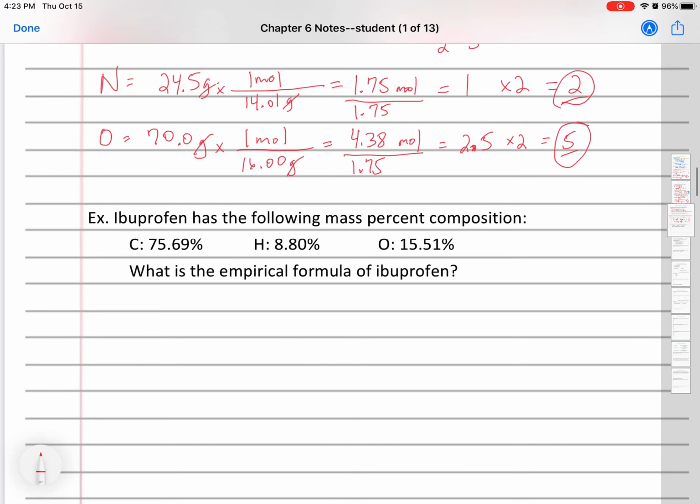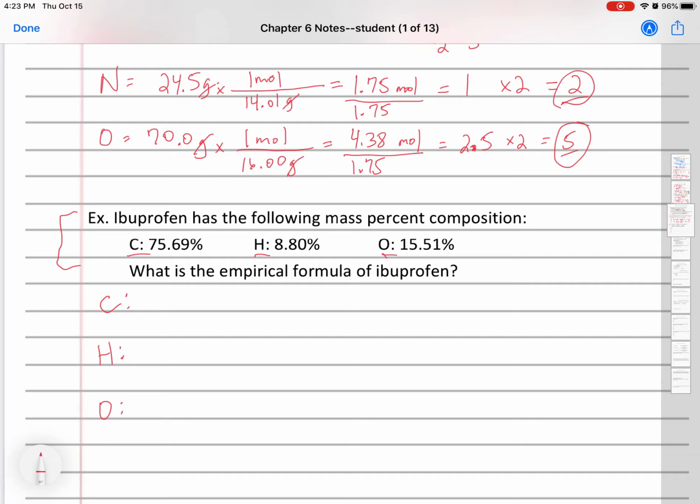Let's do another one. Ibuprofen, this is a painkiller, has the following mass percent composition. So it's made of carbon, hydrogen, and oxygen in the following percentages. What is the empirical formula of ibuprofen? We're doing the same steps. So I've got carbon, hydrogen, and oxygen.